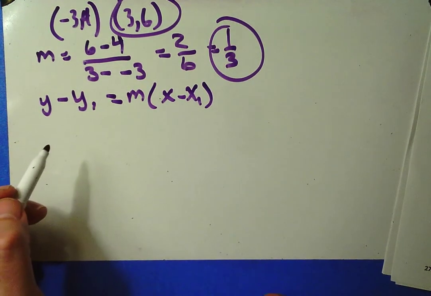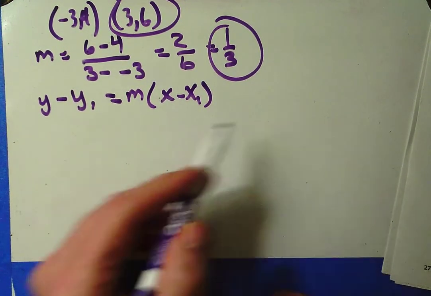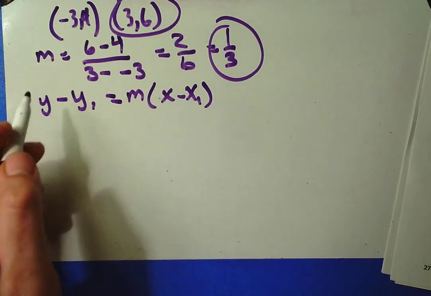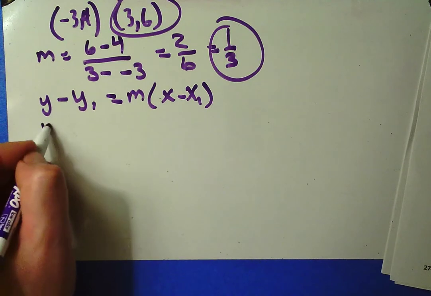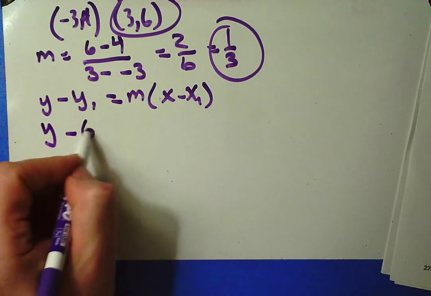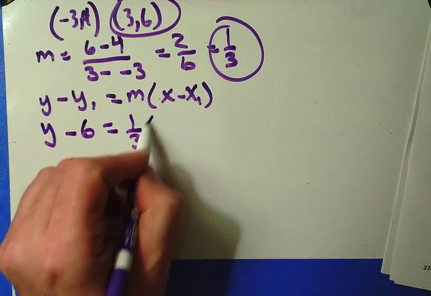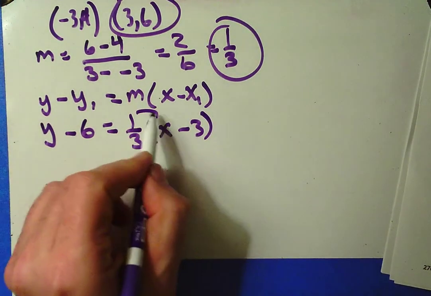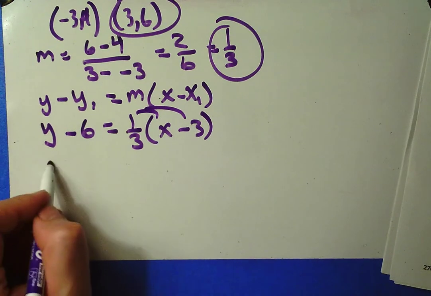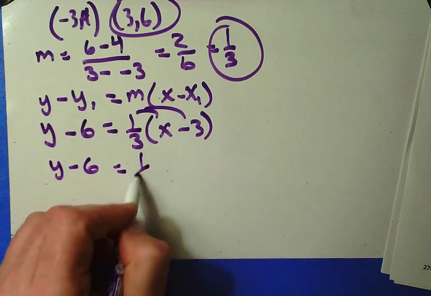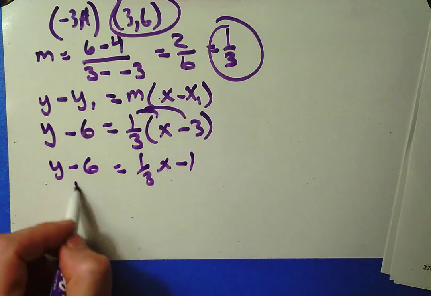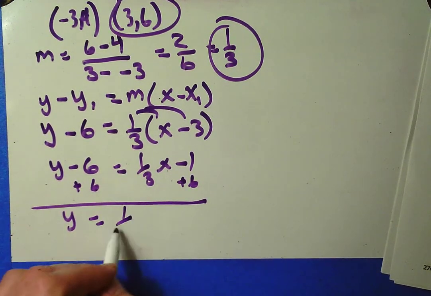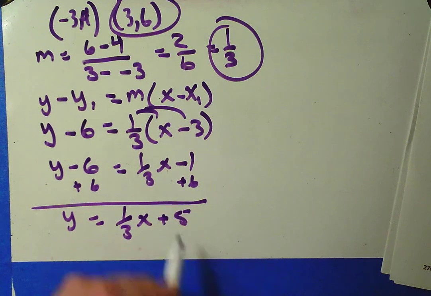I prefer using point slope. I'll do the problem again using slope-intercept form, but I think this problem is easier if we use point slope form. y minus 6 equals 1/3 times x minus 3. On the right-hand side, I'm going to distribute. I'm going to have y minus 6 equals 1/3 x minus 1, and then I'll add 6 to both sides. y equals 1/3 x plus 5.